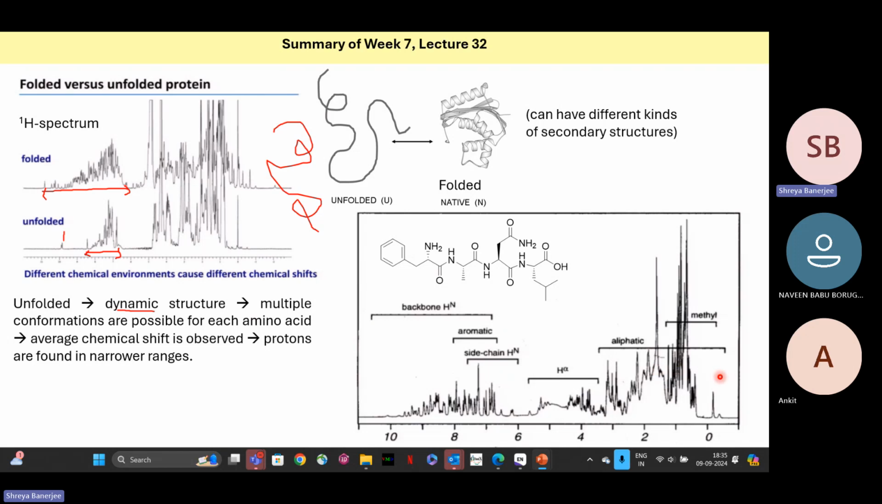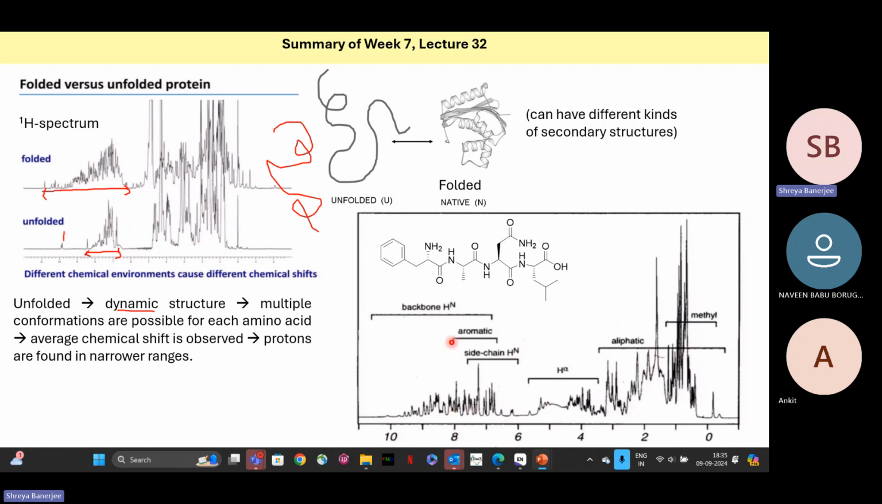Now, in the NMR, like in DNA, if you remember, we had certain regions where the sugar protons are expected, certain regions where the base protons are expected, and so on. Even in protein, there are certain regions corresponding to different groups. So around 10.5 to around 6.8 or so, you have the backbone amide protons. The backbone amide proton is the one which is part of the amide bond. So CONH, that's part of the amide bond, and so on.